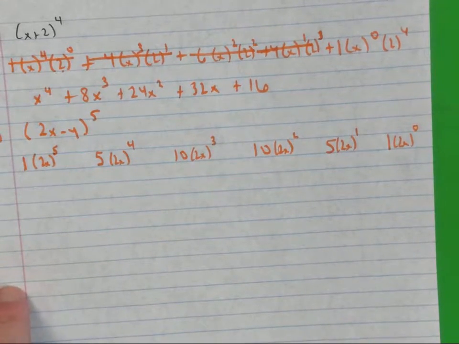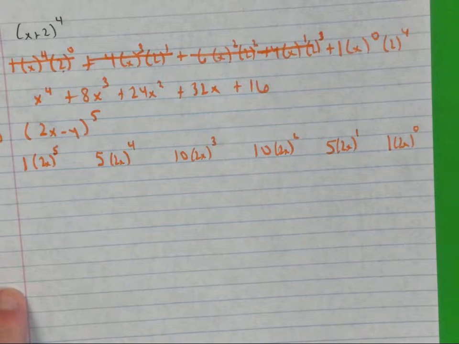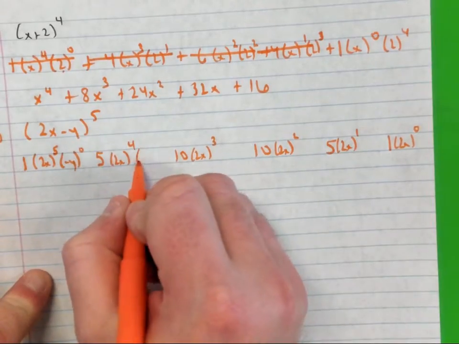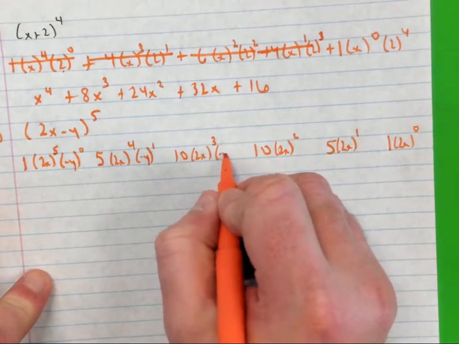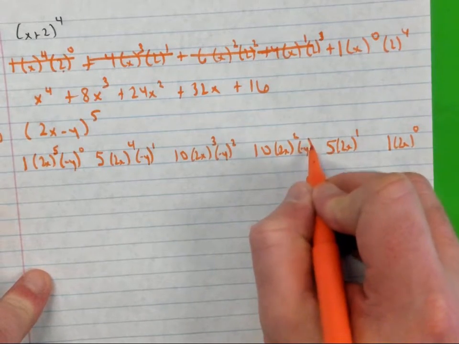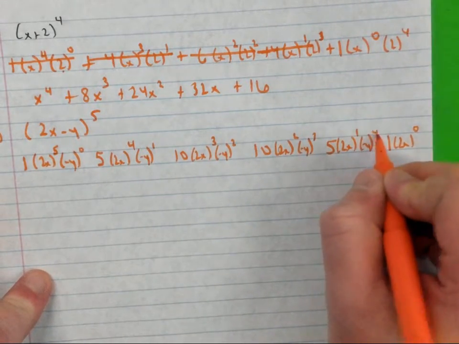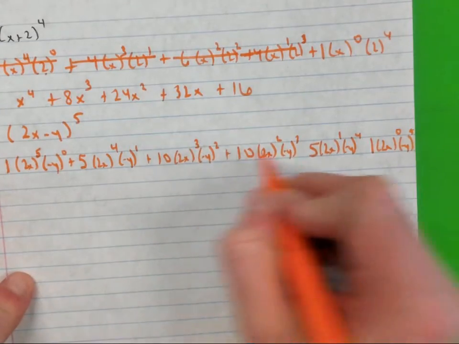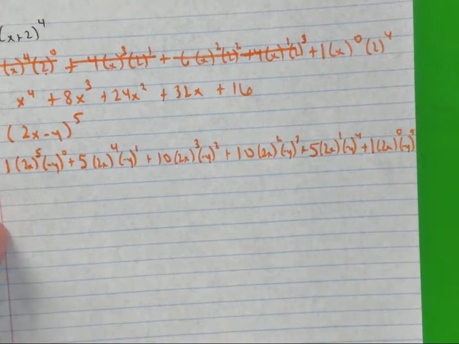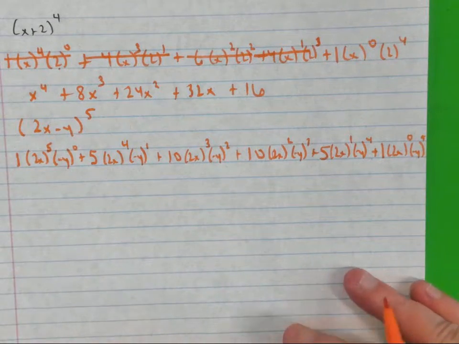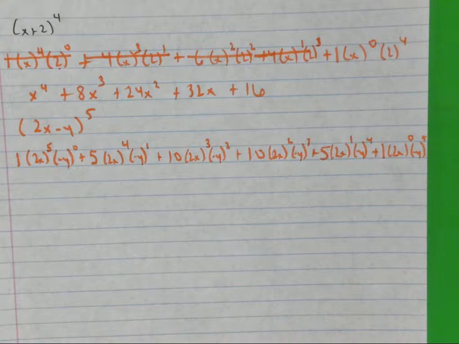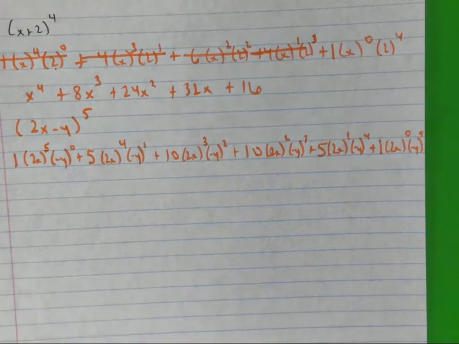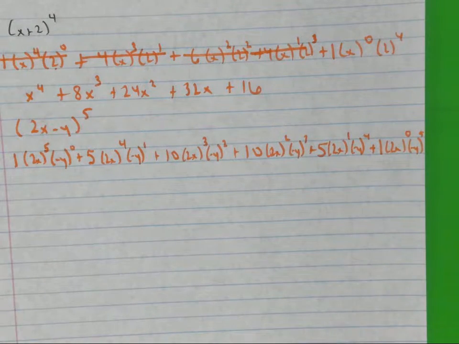Now my question to you guys is this. Do I put y or do I put negative y? You got to put negative y. So it's going to be negative y to the 0. I'm going to stop there for just a second. Are there any questions on how I set that problem up?